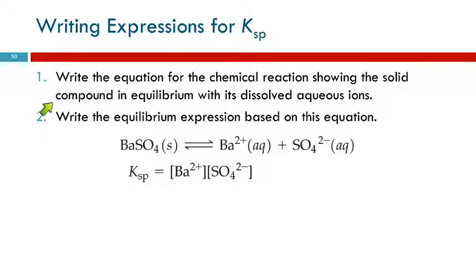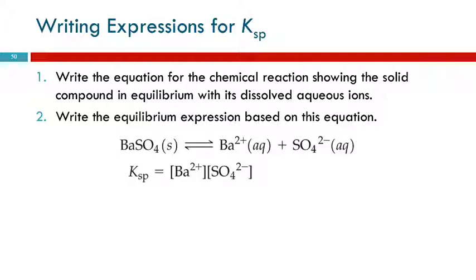You show the solid compound in equilibrium with its dissolved aqueous ions. So barium sulfate, solid, and then over here we're going to separate the ions. We've got Ba2+, and we've got SO4 2-. And you do need to balance this equation, make sure that you've got the correct number of everything. So this is our balanced chemical equation. And then we can use the same process of writing an equilibrium expression, except we're going to call it KSP instead.